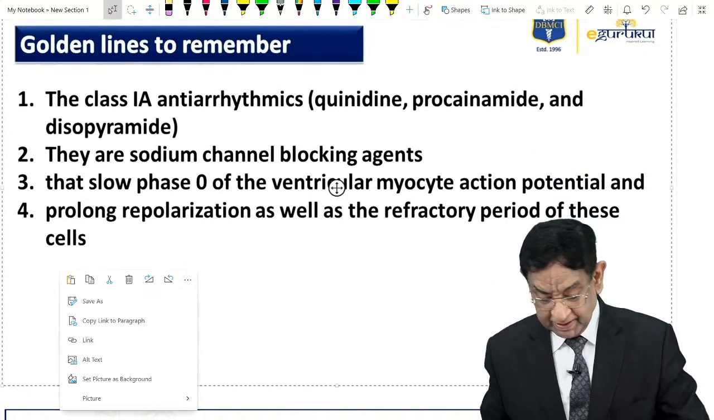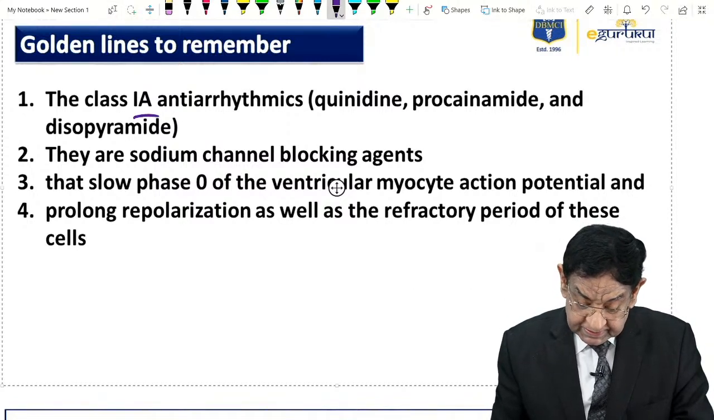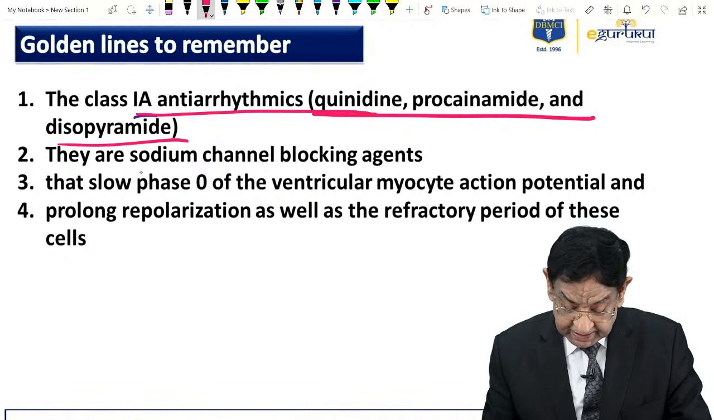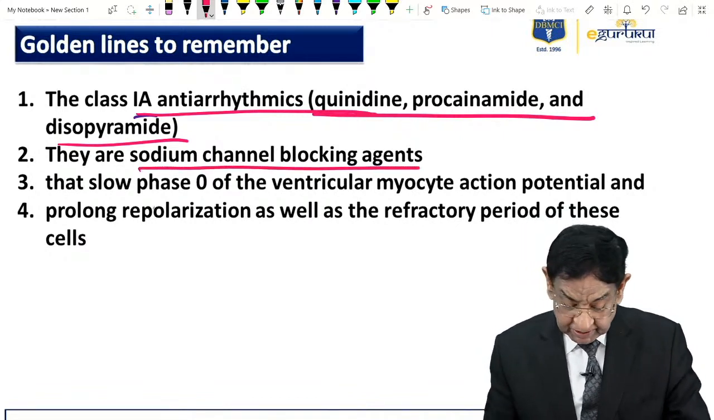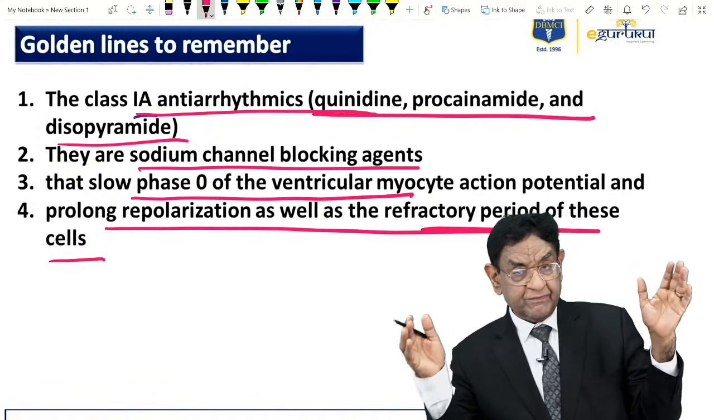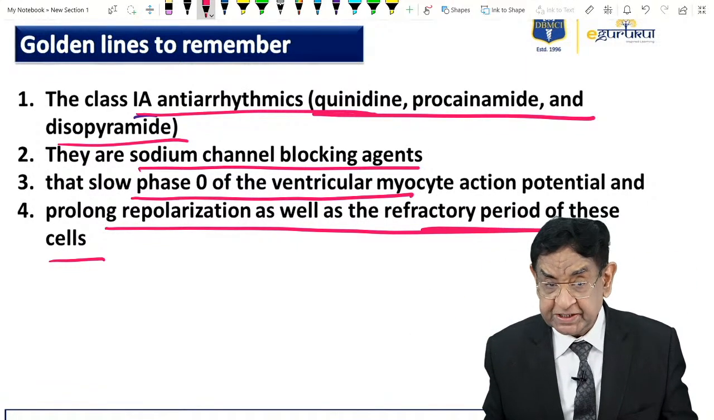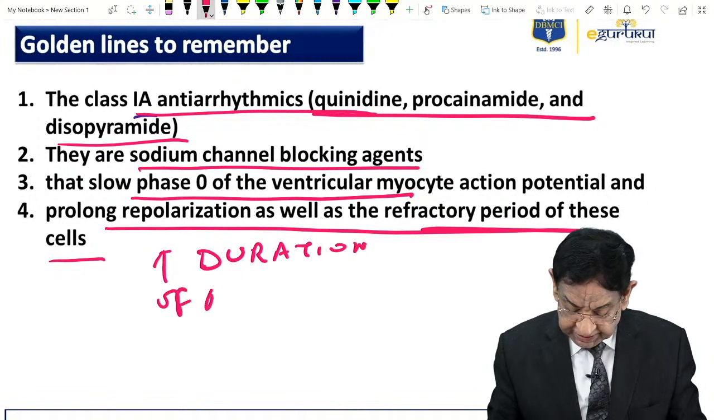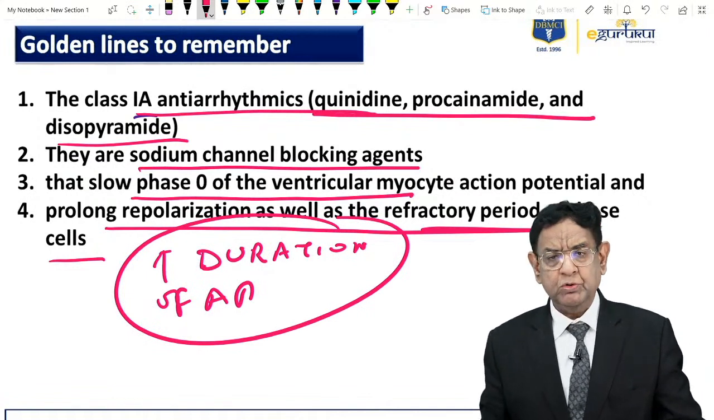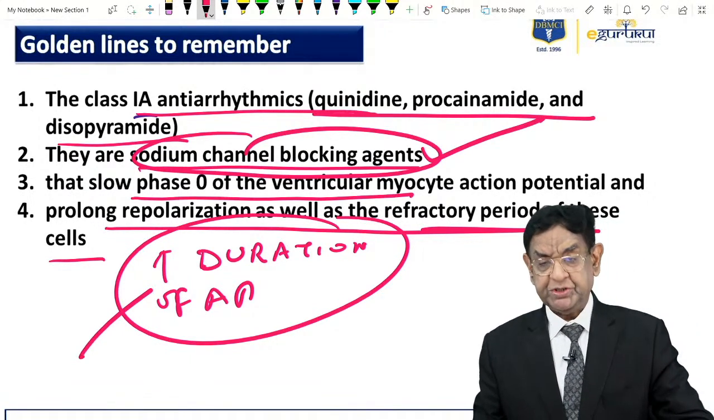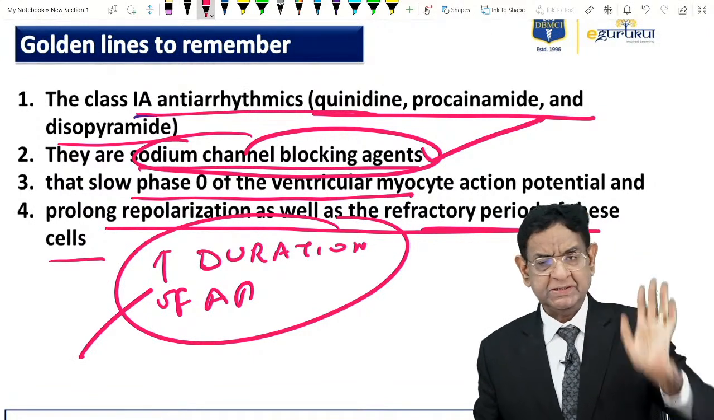So golden line to remember. Class 1A drugs are like quinidine, procainamide and disopyramide. They are sodium channel blocking drugs. They act on phase 0 and they prolong repolarization as well as refractory period. So they prolong refractory period, and that's why duration of action potential is increased. So the keywords to remember are, they are sodium channel blocking drugs and they increase the duration of action potential. Only two keywords to remember in this slide.